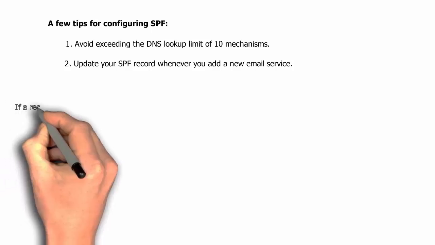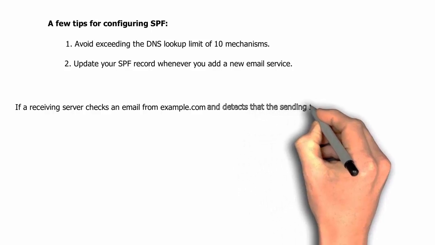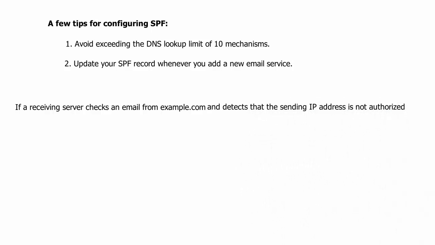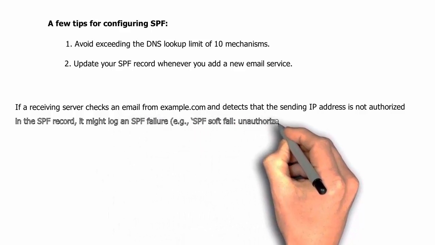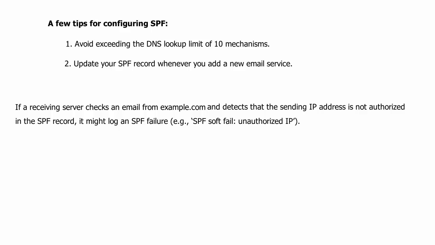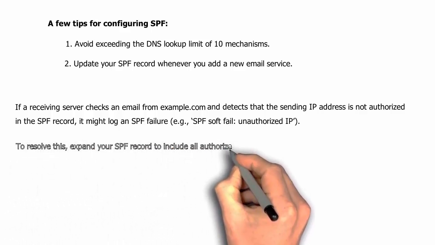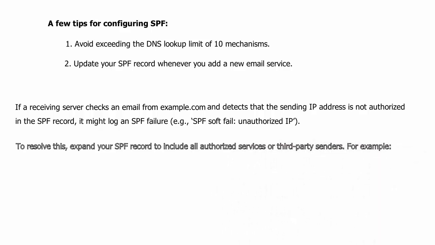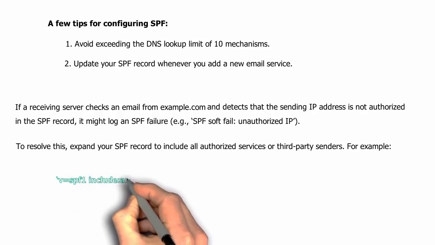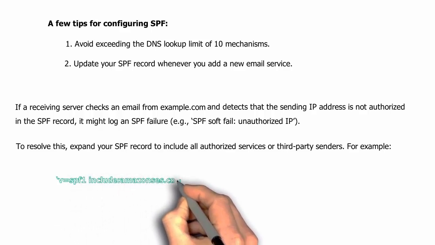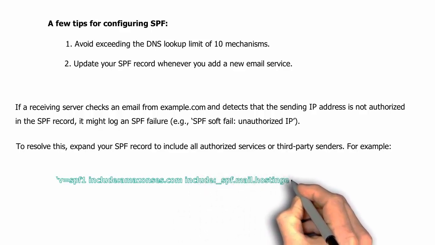If a receiving server checks an email from example.com and detects that the sending IP address is not authorized in the SPF record, it might log an SPF failure, like SPF soft fail, unauthorized IP. To resolve this, expand your SPF record to include all authorized services or third-party senders. For example, v=spf1 include:amazonses.com include:_spf.mail.hostinger.com all.